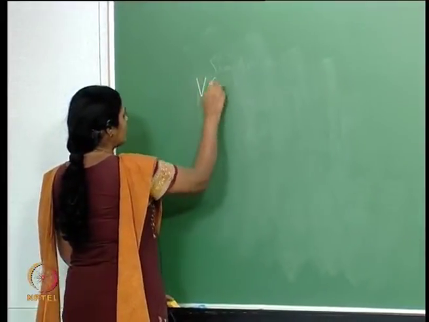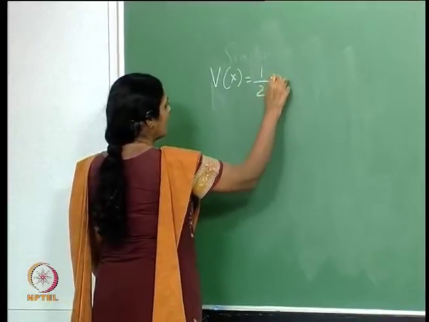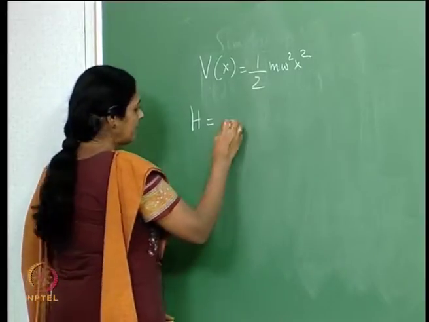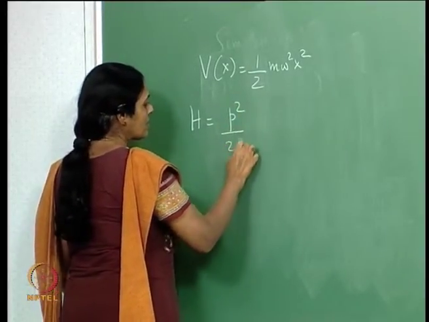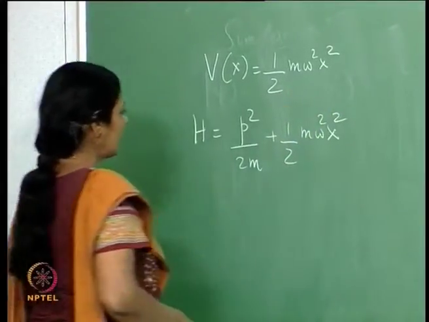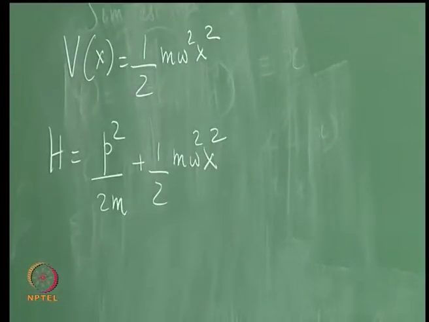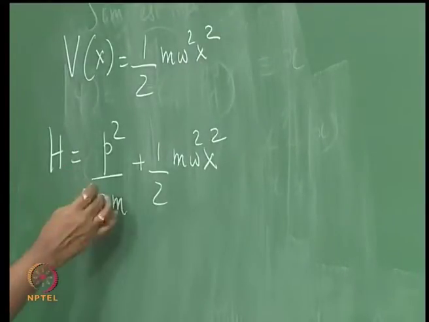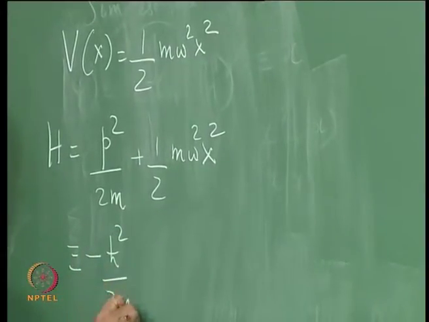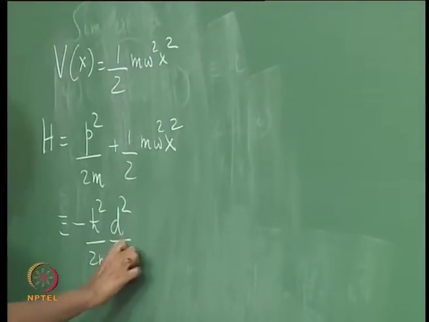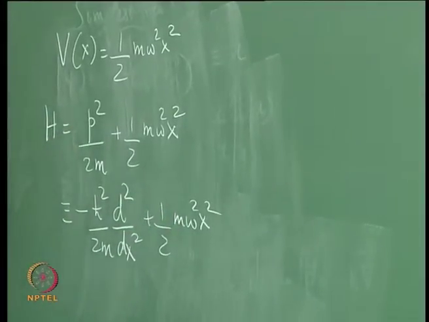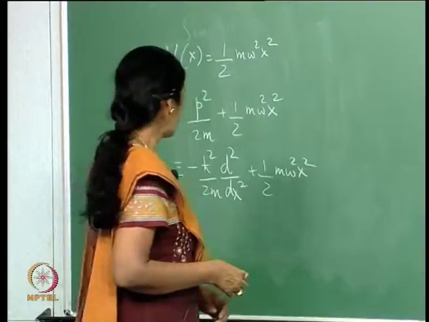So, there the potential V of x is half m omega squared x squared, and therefore, the Hamiltonian of an oscillator, where the momentum is p, the mass is m, and the angular frequency is omega, is p squared by 2m plus half m omega squared x squared. And therefore, in the position basis, this is identical to minus h cross squared by 2m d2 by dx squared plus half m omega squared x squared, where I have substituted p is minus i h cross d by dx.